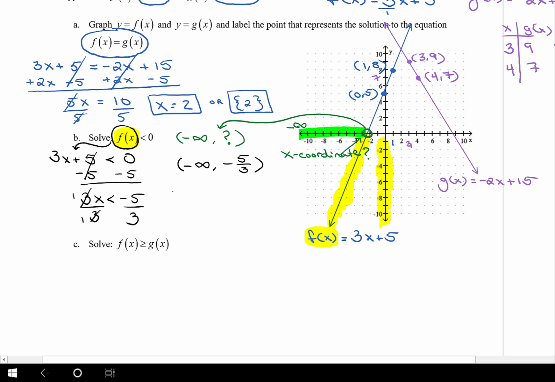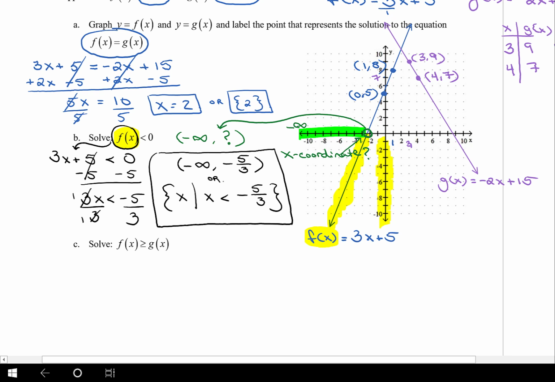So that's going to be the open interval from negative infinity to negative 5/3, or the set of all x such that x is less than negative 5/3. Either one of these representations is fine for the answer. So I'll put a little "or" here in between them. One is in interval notation and one is in set builder notation. All right, and because it says strictly less than, that's how I know it's an open interval. That's how I know it's a parenthesis that I'm going to use, because there's no equal sign there.